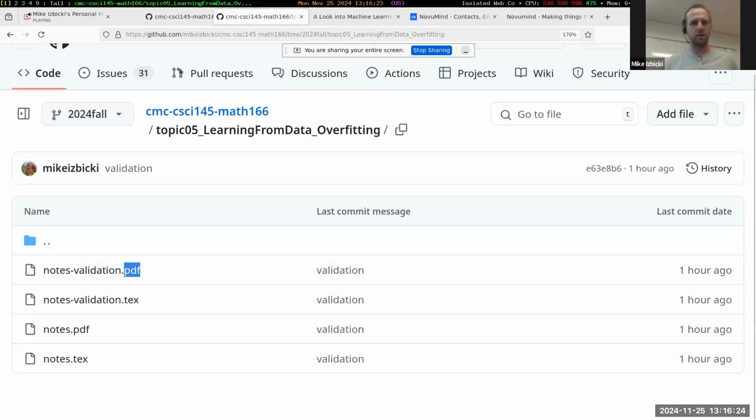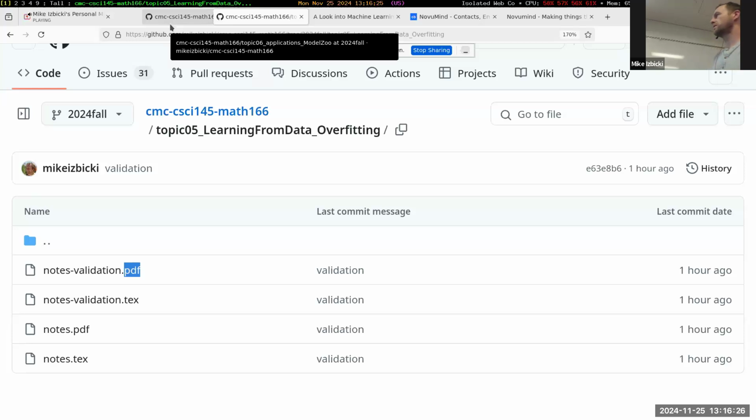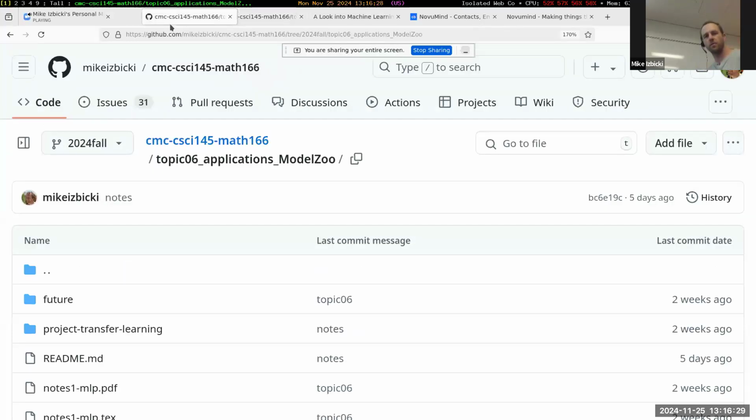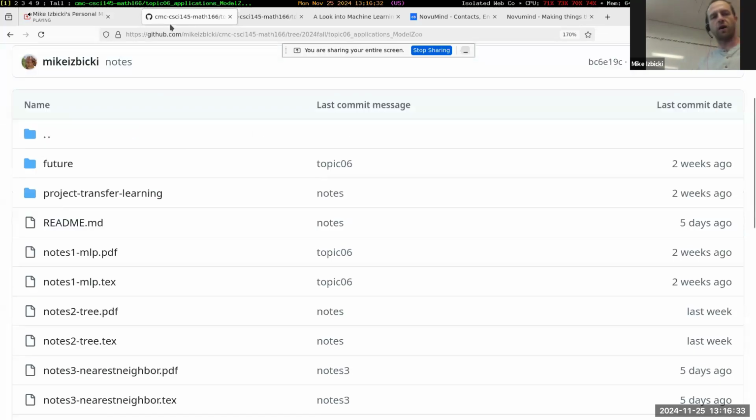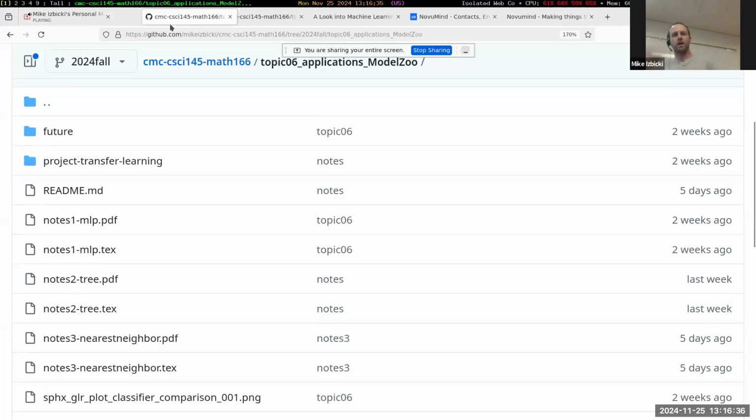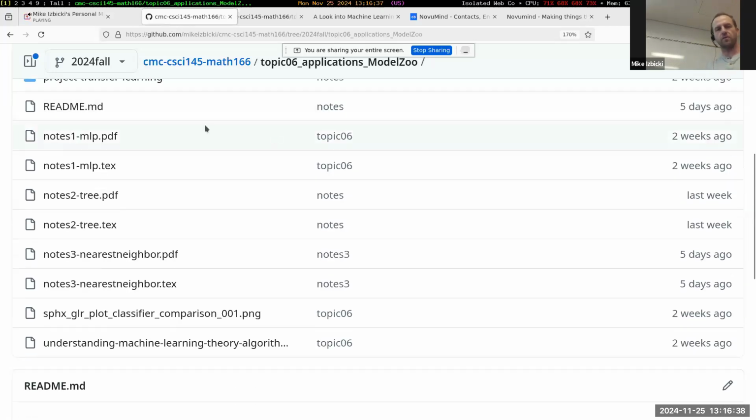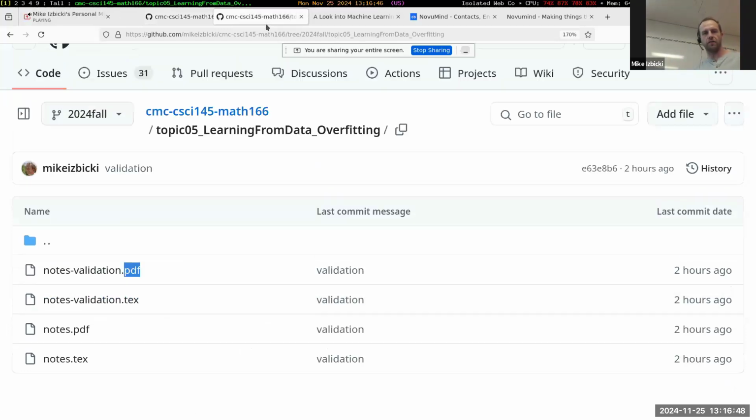That is the handout. And today, last time we were going over the nearest neighbor. We've been going over all of these model zoo notes here: multi-layer perceptron, all the tree stuff, and then last time the nearest neighbor. We'll finish up the nearest neighbor stuff today, and then maybe finish, maybe not finish, but at least start the validation notes over here. And this will be the last new material for the semester right here.